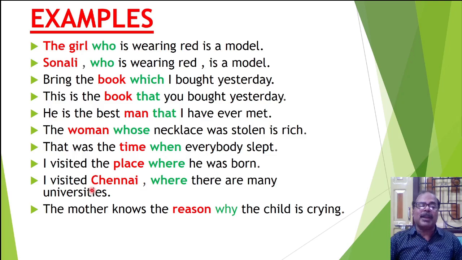Chennai, with a capital C, is a proper noun, and Chennai is known. I visited Chennai, saying this would also have been enough, but I am giving additional information here: where there are many universities. It's additional information, so I have used a comma here. When additional information is given, a comma is used.